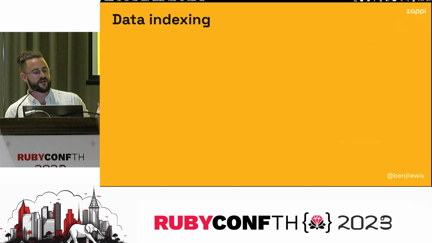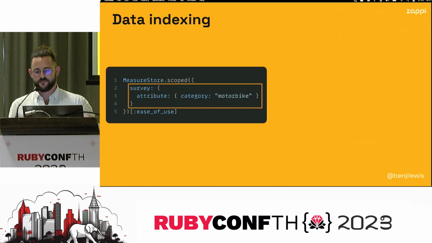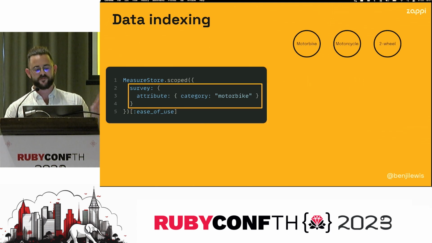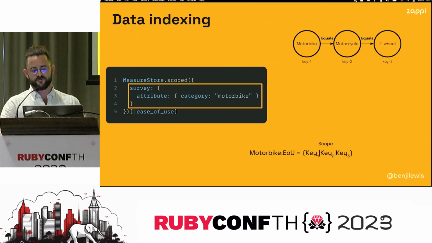Now, when I run a query in the measure store with the scope of category is motorbike, the graph will go and fetch that scope and all of its harmonized scopes that are connected with these equals edges. And from these scopes, we will take the storage key property from them, which are the pointers to those bitmaps.